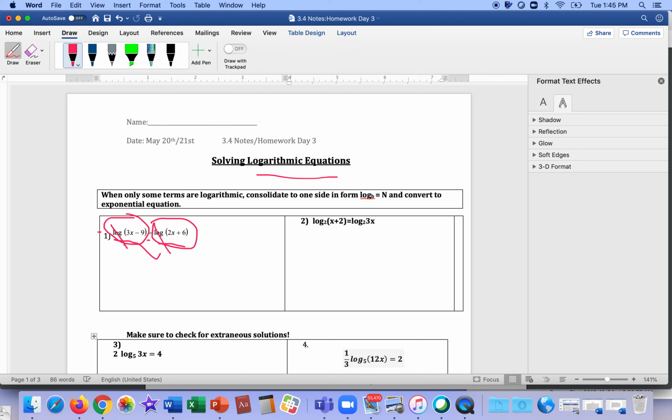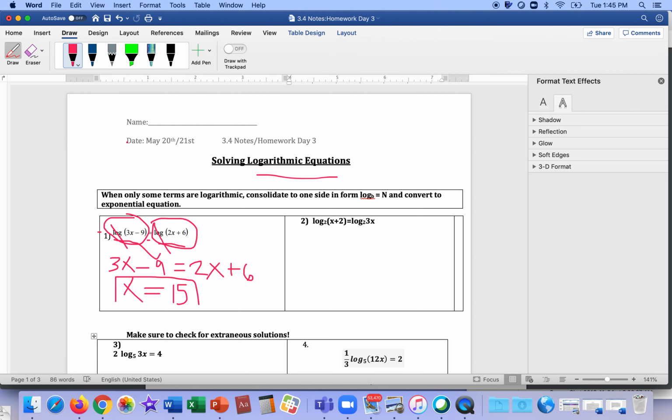They're both common logs, right? They're both base 10. So then we can just say 3x minus 9 is equal to 2x plus 6. And then when we go from here, if we subtract 2x from both sides, we would get x. If we add 9 to the other side, we would get 15. So that's our solution, but we want to make sure that we check and that it's not extraneous.